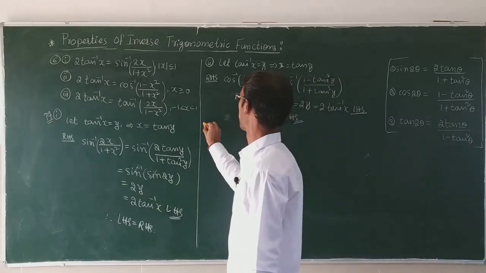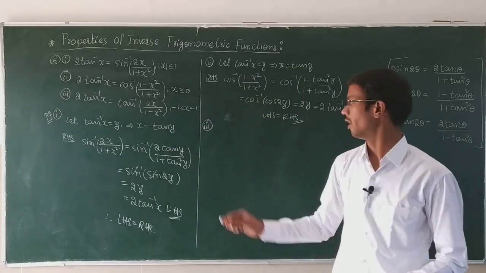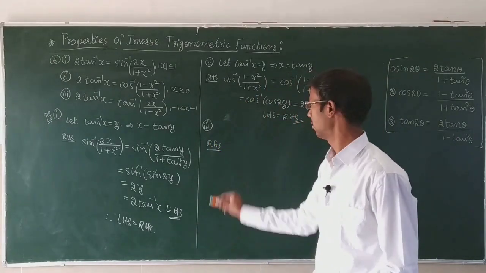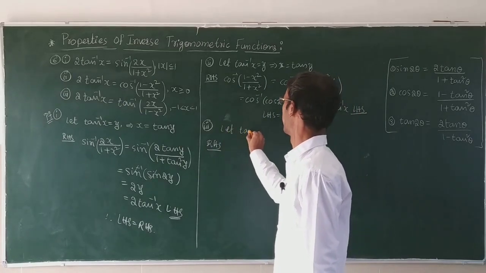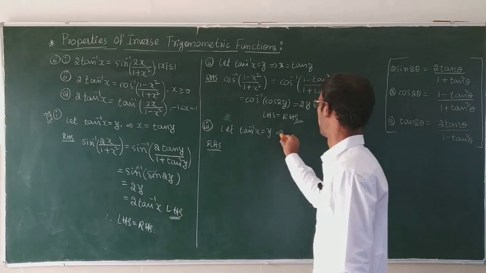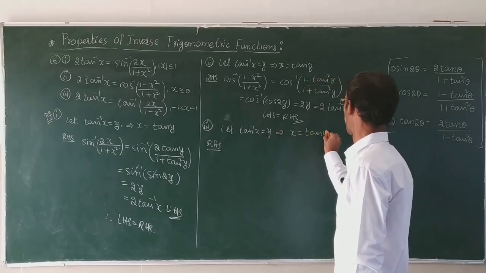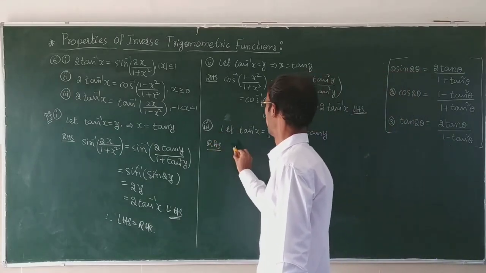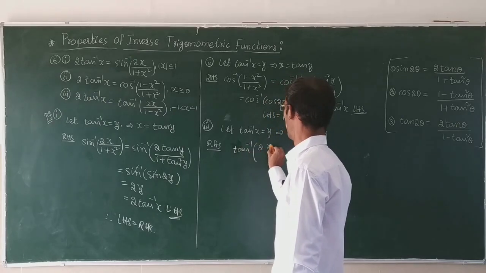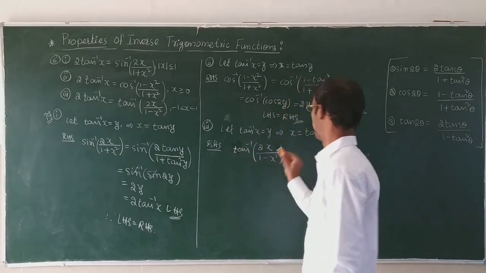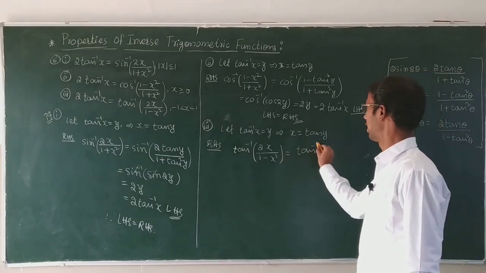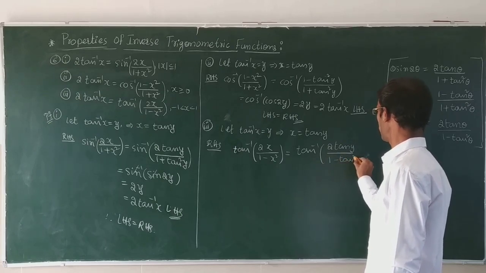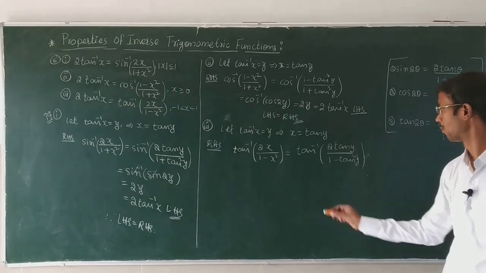Next, property number 3. Same to same, I am taking the RHS part. First you have to take let tan inverse x is equal to y, which implies x is equal to tan y. RHS part is tan inverse of 2x by 1 minus x square. That is equal to tan inverse of 2 tan y by 1 minus tan square y.